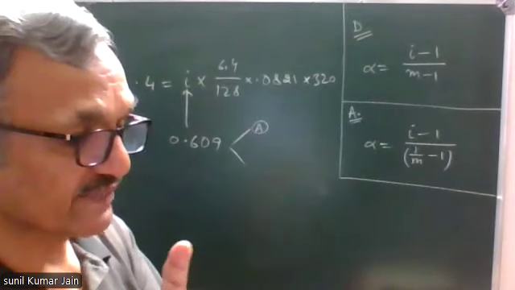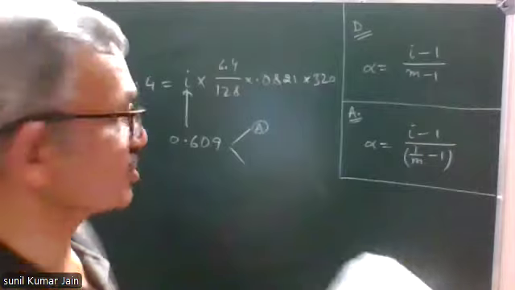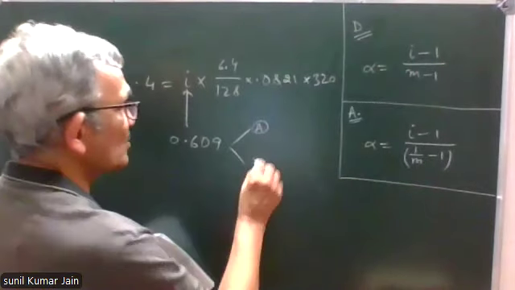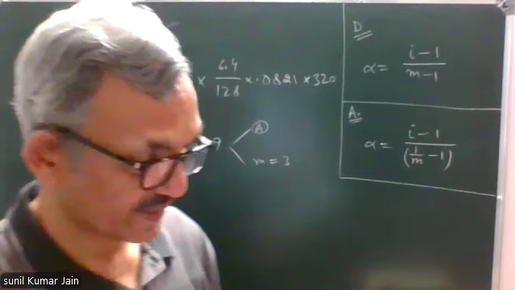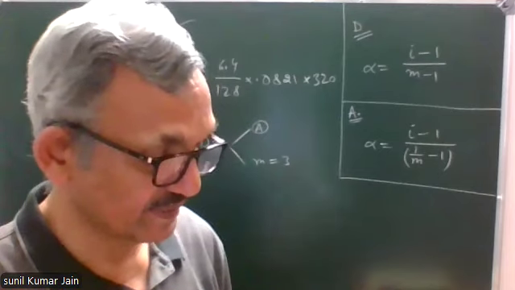In the numerical, it is given the solute forms trimers in the solution. Value of M is 3. The rest you can calculate.